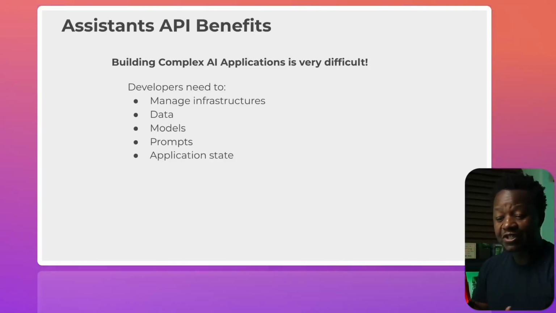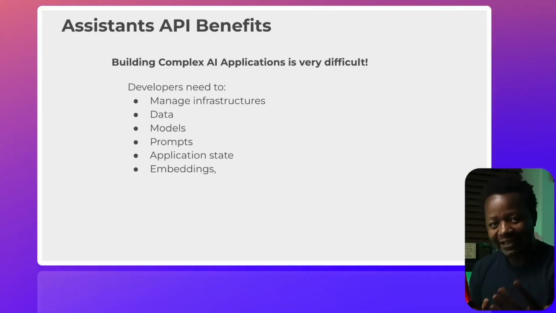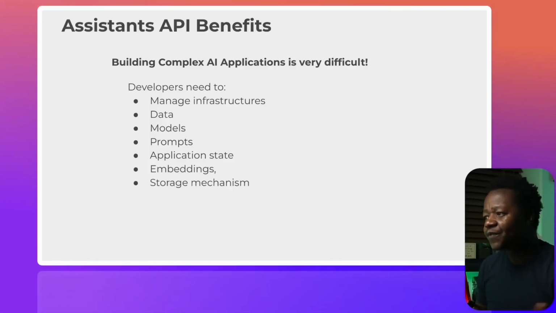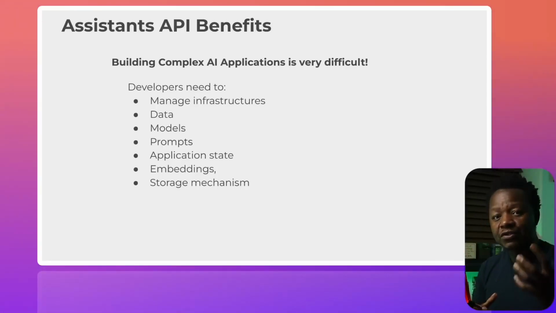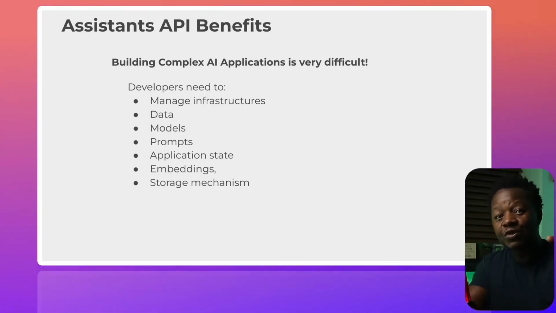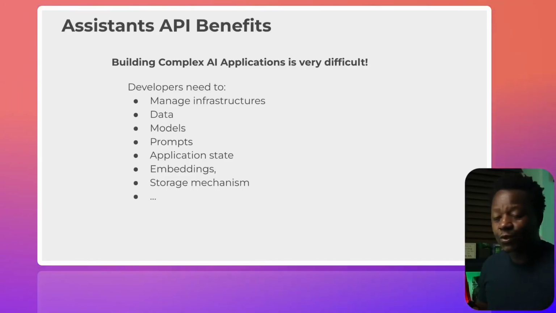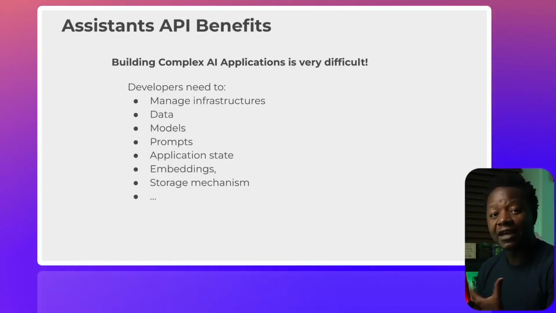And they also need to keep track of the application state, understand embeddings, which is something totally different, but it is part of this realm of AI and large language models, and understand the storage mechanism, right? How do we upload files? How does the large language model use those files to allow us to tap into the main knowledge, but also retrieve information from those files, and so many things, right? So this is not easy. It's a very complex thing to carry as a developer.